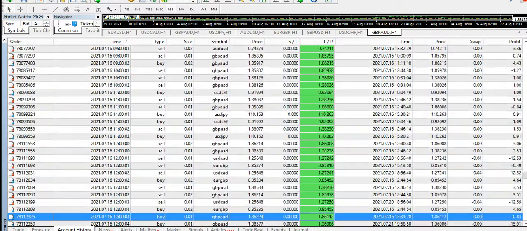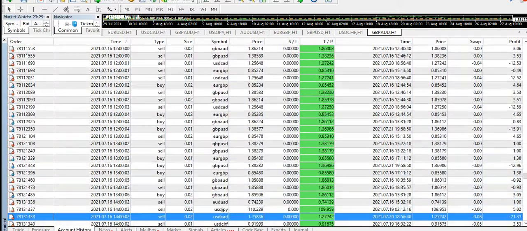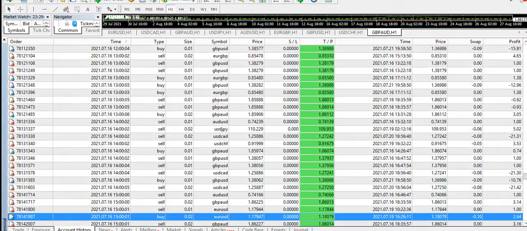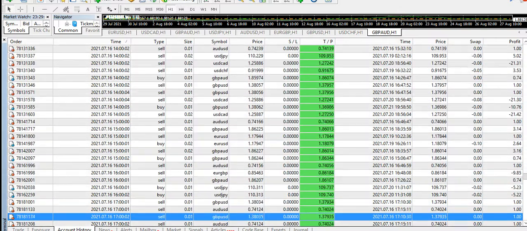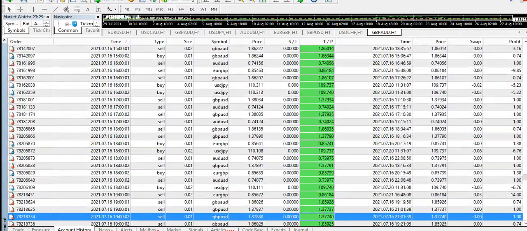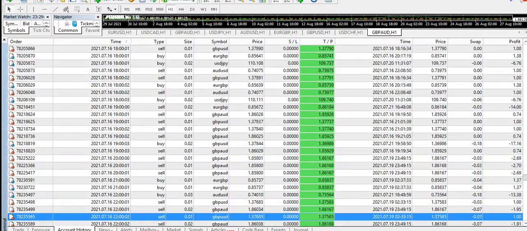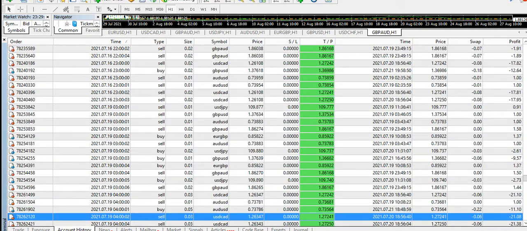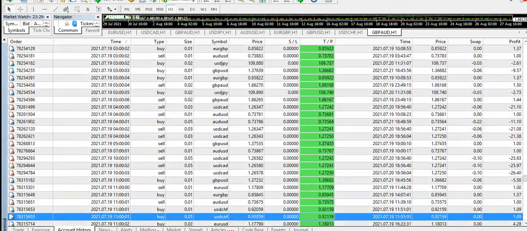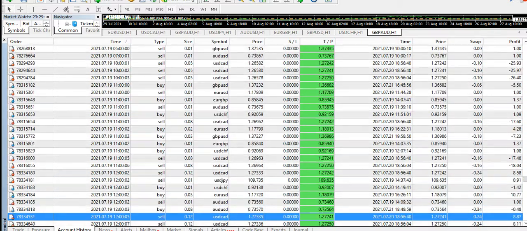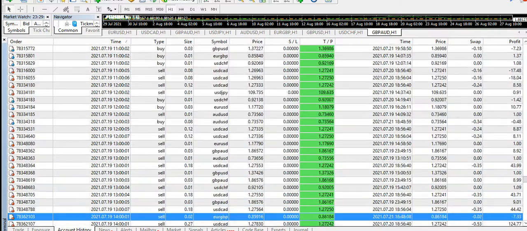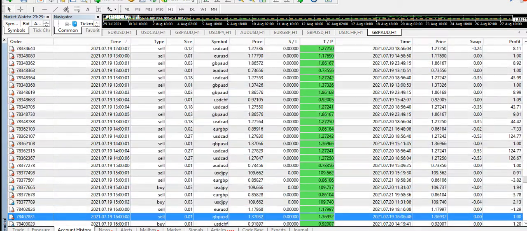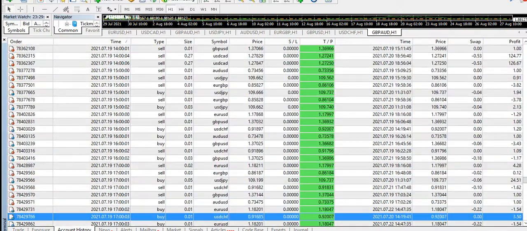Okay, guys, always trade with an amount that you can afford to lose. Don't ever trade with money that you have taken from someone, borrowed from someone, or taken as a loan, or money that is being kept at your home for family purposes. Always trade with money that is extra for you.